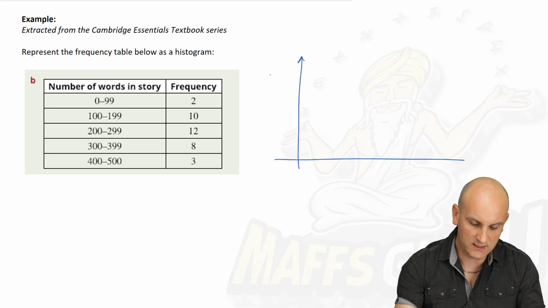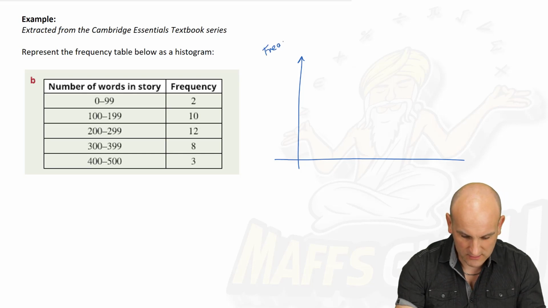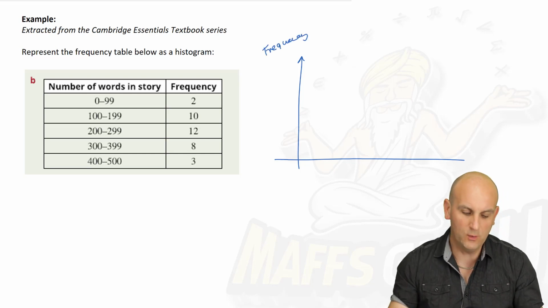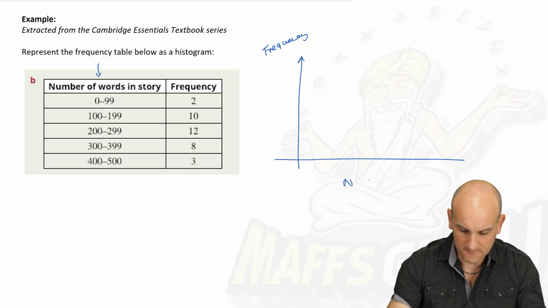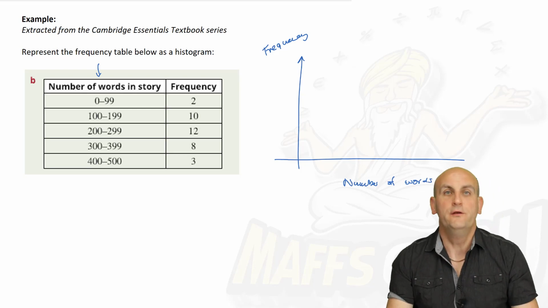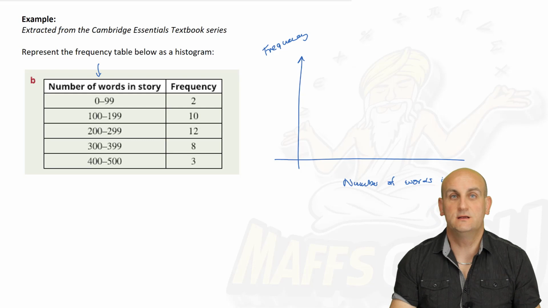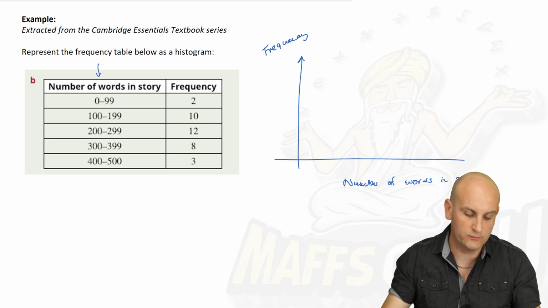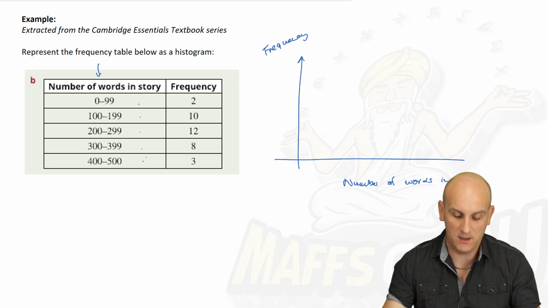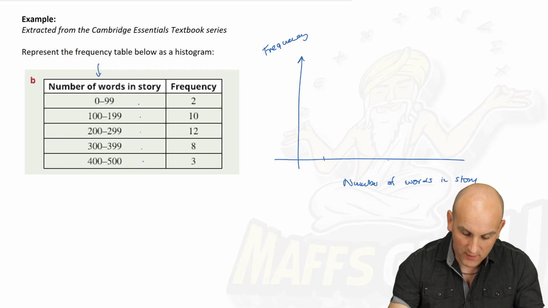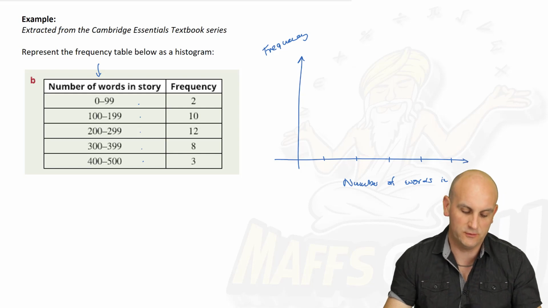We know what goes up the side here. It is the word frequency, so I'm going to write the word frequency. We know what goes along the bottom because it's going to be this thing here. So number of words in story. So how many bars do we need? Because previously we've got a certain number of bars. Well, hopefully we need 1, 2, 3, 4, 5 different bars. So I'm going to split this up into 5 equal sections. There we go, put an arrow on there. Don't forget that, MaffsGuru.